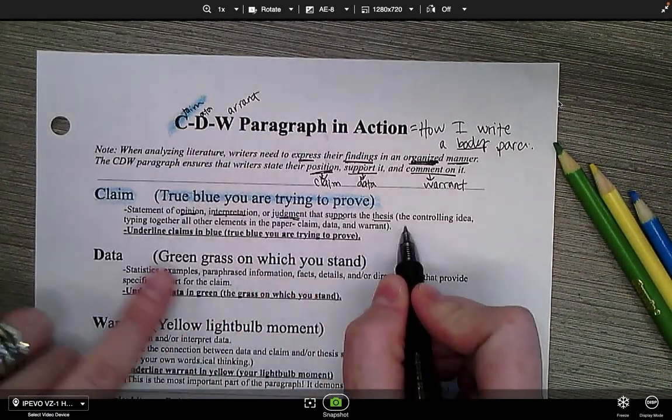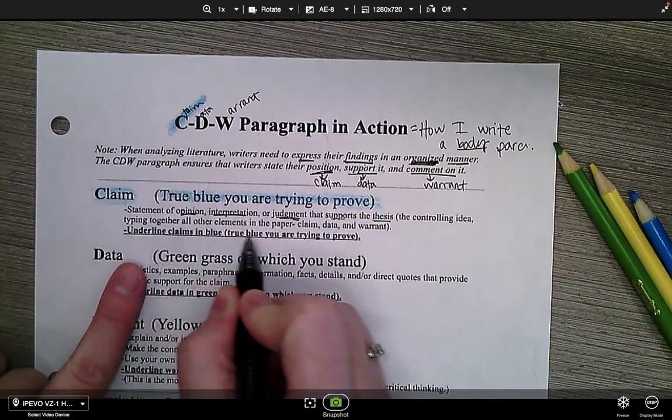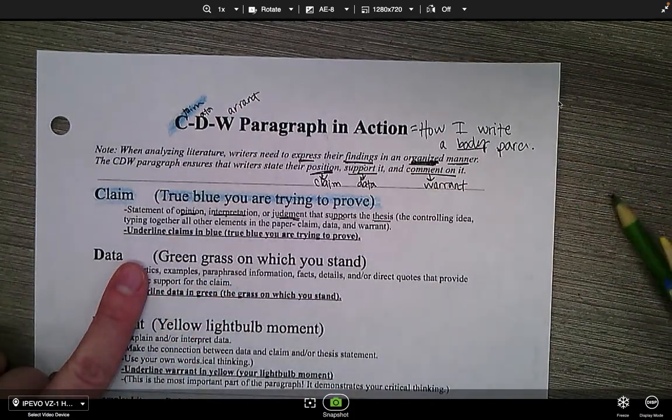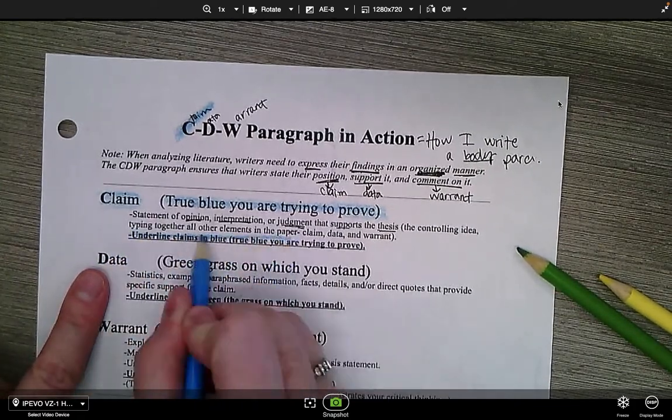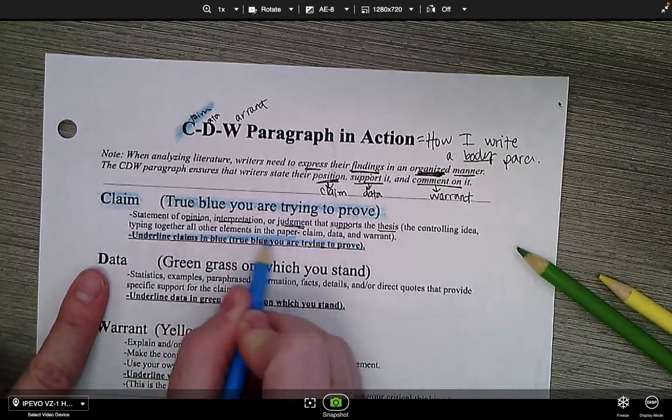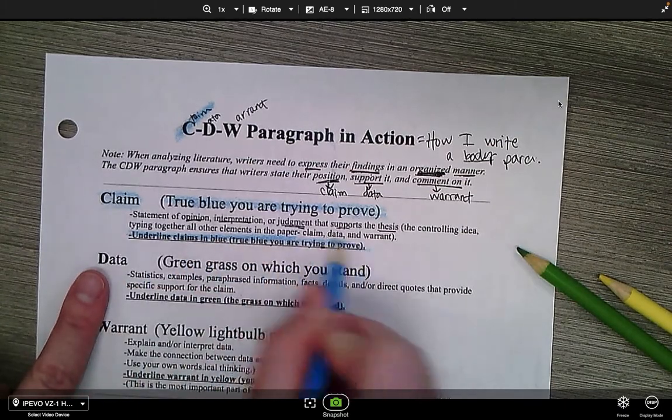All right. Let's see. We're going to underline the claims in blue because it's the true blue we are trying to prove. And right now, this is very sterile, very cut and dry. Let's personalize it to something many of us have been through.